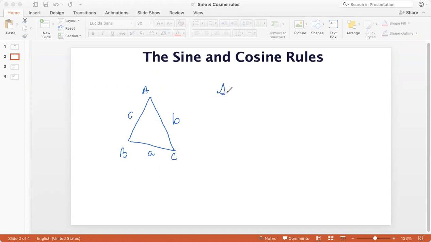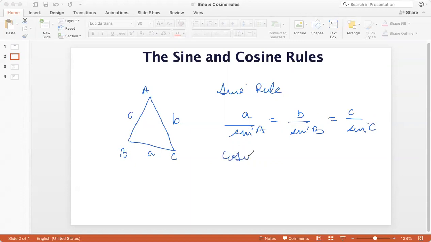Then the sine rule states that the ratio of a to sine A is equal to the ratio of b to sine B, and that is equal to the ratio of c to sine C. So that's the sine rule.